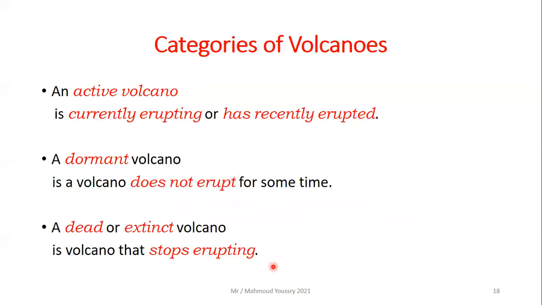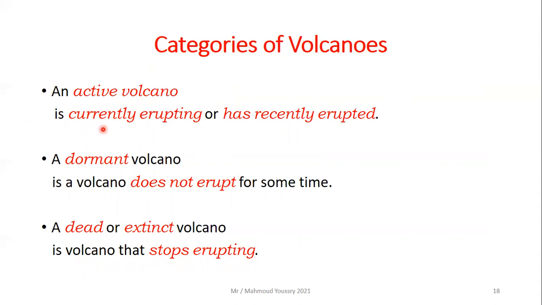So what about the categories of volcanoes? We have three categories: active volcano, dormant volcano, and a dead or extinct volcano. Let's see. What's an active volcano? It is currently erupting or has recently erupted. A dormant volcano is a volcano that does not erupt for some time. What about the dead or extinct volcano? It's a volcano that stops erupting.